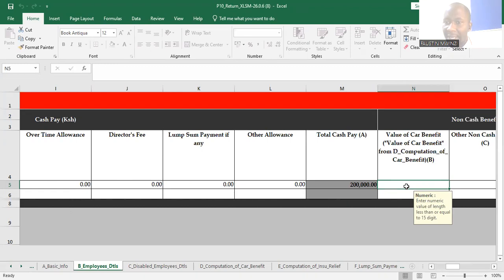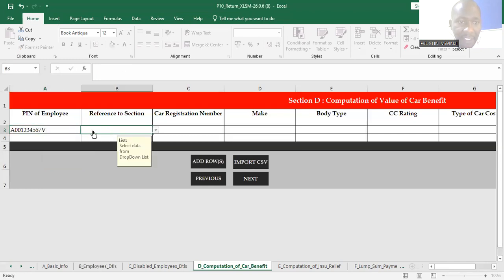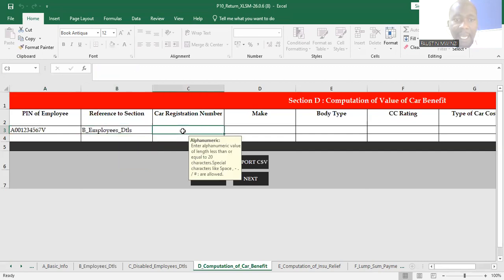Value of car benefit. Let me use this particular employee to show you how we deal with car benefit. If your employee has a car benefit, you go to sheet D, and sheet D will help you do the car benefit. We enter the PIN of our employee, and then in the reference section, we are referring to employee benefits. Car registration number, something like this.